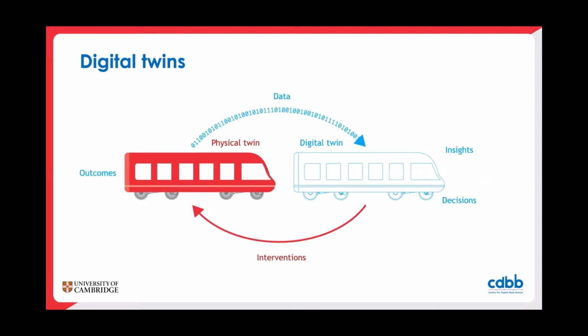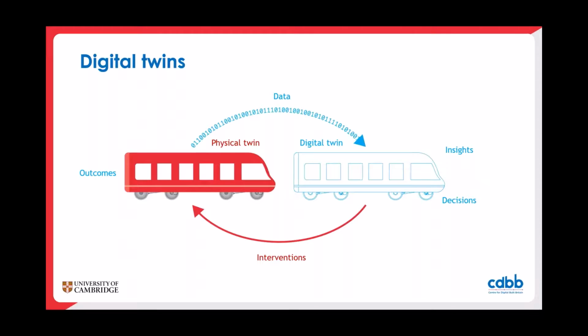So you've got data which is coming out from the physical twin, which we can then examine. We can build different scenarios, experiment, make decisions, decide what interventions need to be made, and then communicate that back to the physical twin.